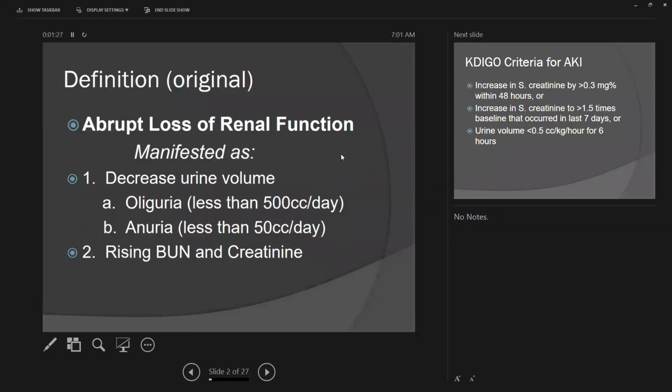So this is the original definition. It's the definition I still use. I'm not quite so anal that I use the RIFLE definition or the KDIGO definition that we'll look at in just a minute. So basically, as we all know, it's abrupt loss of renal function manifested by a decrease in urine volume, a rising BUN and creatinine. Oliguria is less than 500 cc's a day, and anuria is defined as less than 50 cc's a day.